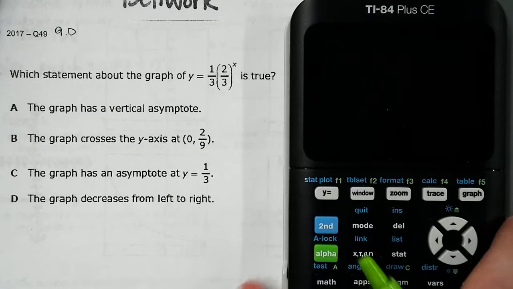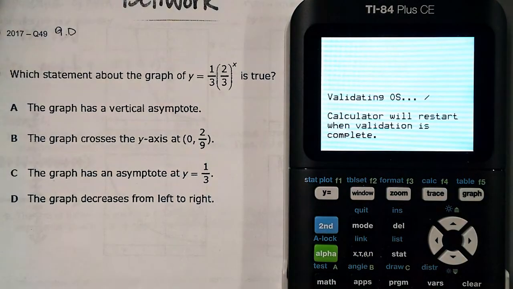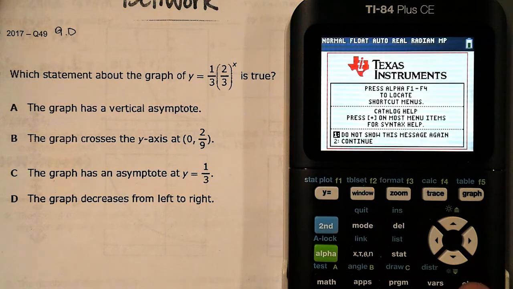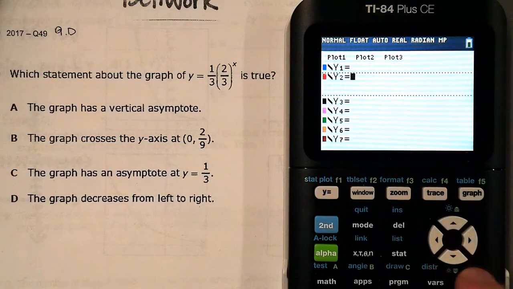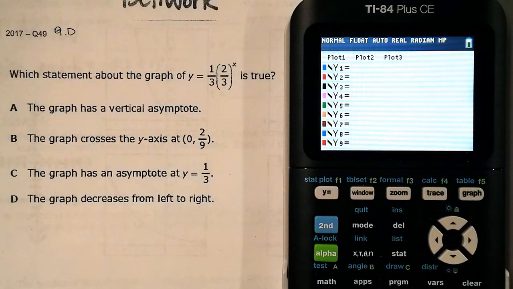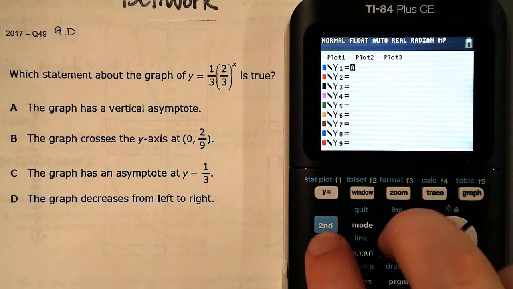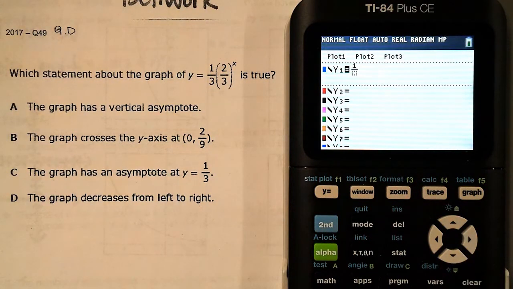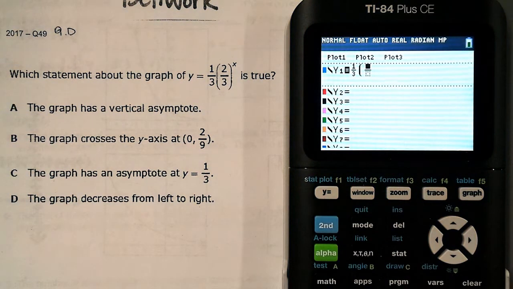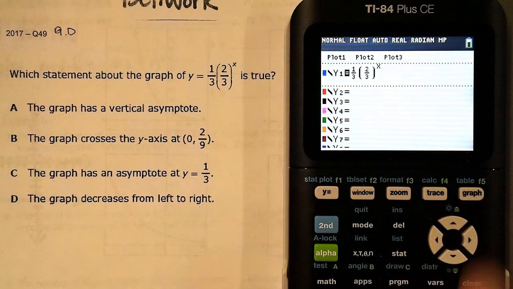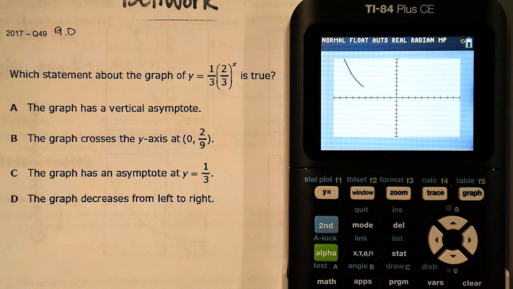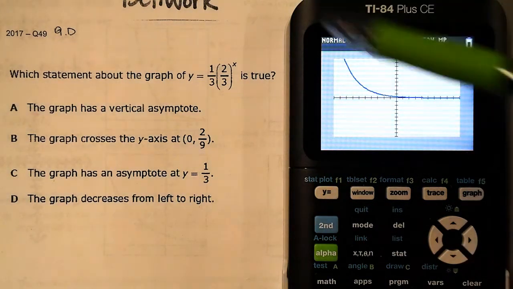So it's asking about the graph. The best thing for you to do is to just go into your y equals and type in that graph. So we've got 1/3, and then that's times the parentheses 2/3, and then we have to raise that to the x. Now let's hit graph and let's see. Now we have our exponential, it's coming down.